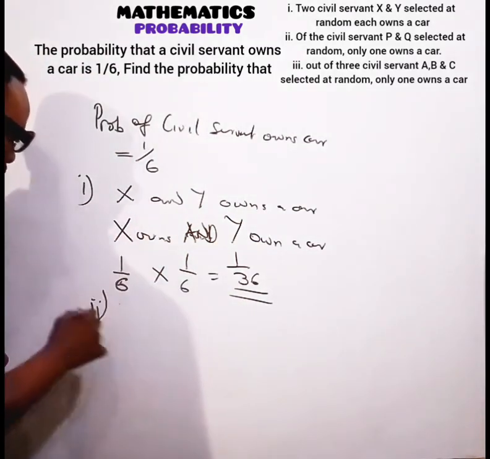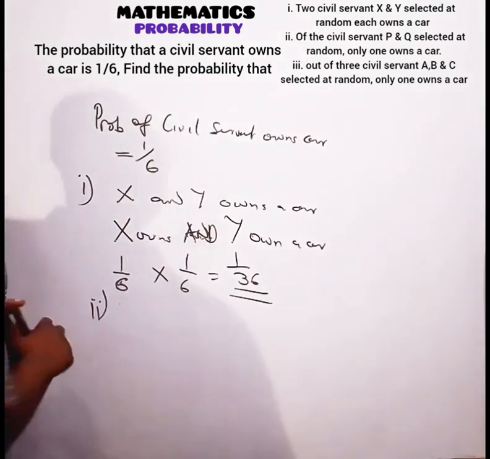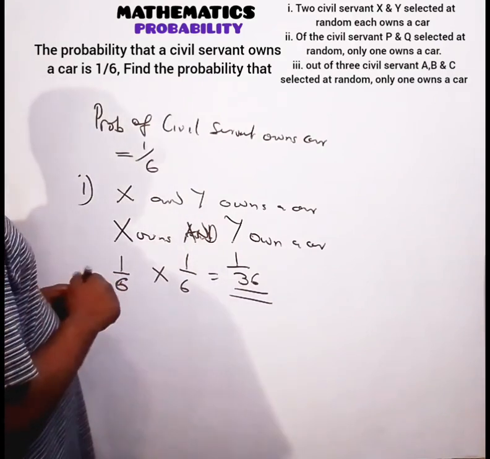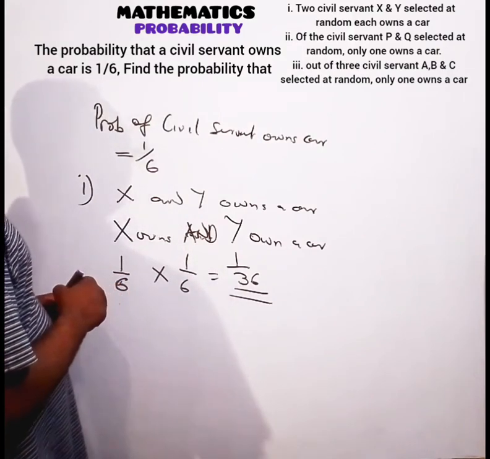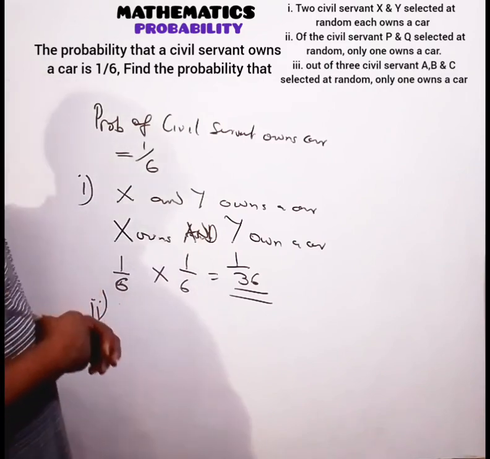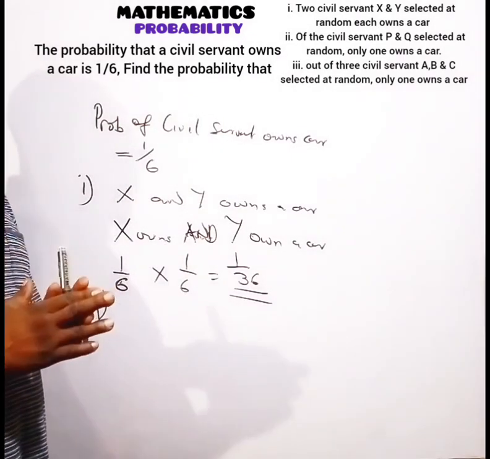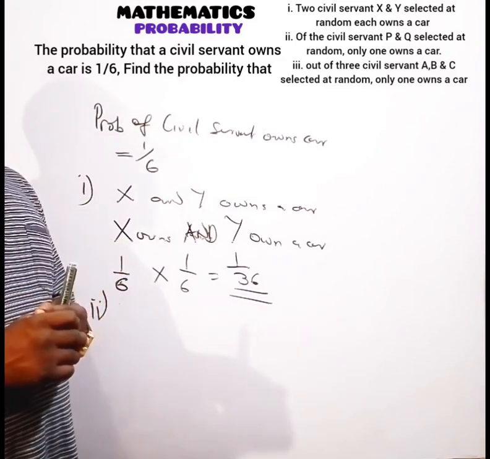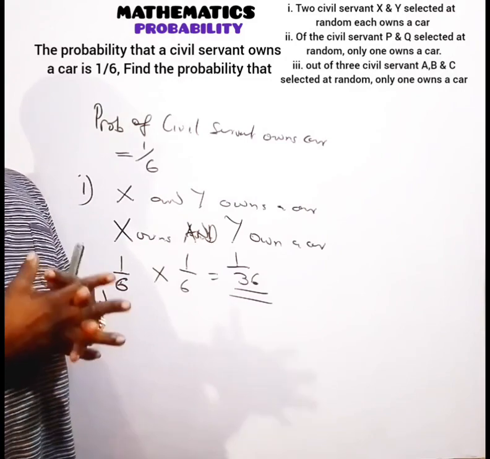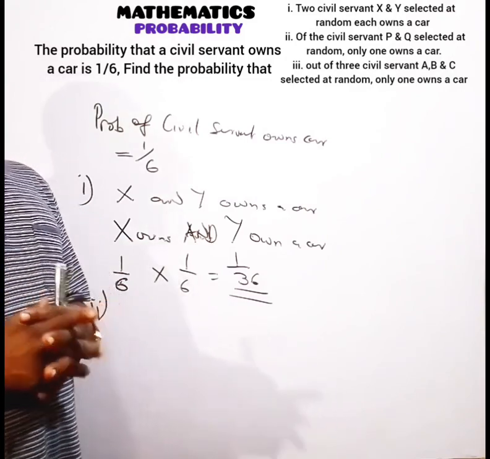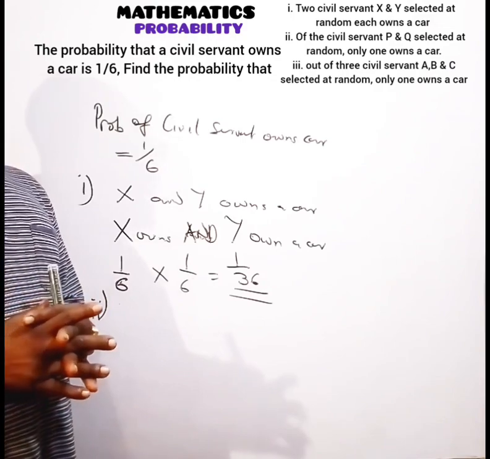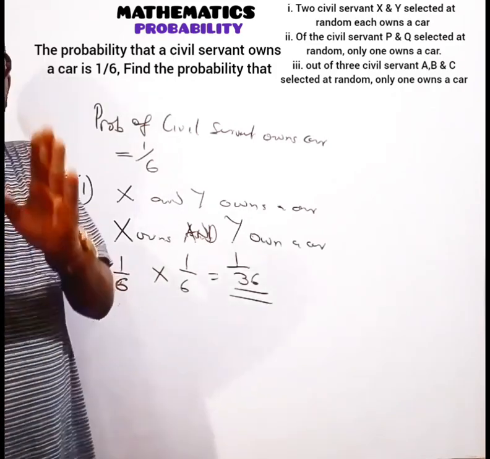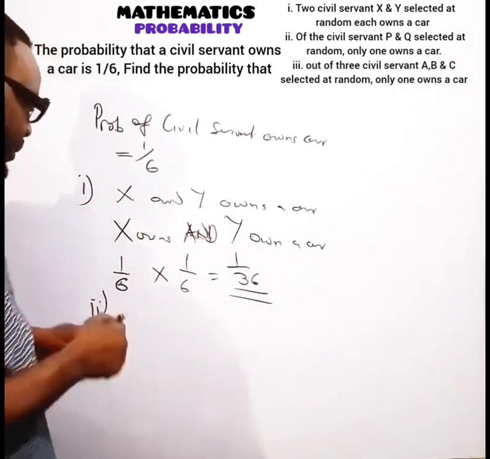Then to the next question. Answer to the next question now. The next question is that of the civil servants P and Q selected at random, only one owns a car. We have now selected 2 civil servants, but only one of them owns a car. In that regard, we know the probability of a civil servant owning a car. What is the probability that a civil servant does not own a car? That is what we need to firstly solve here.